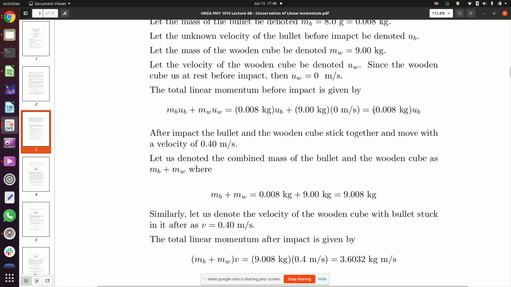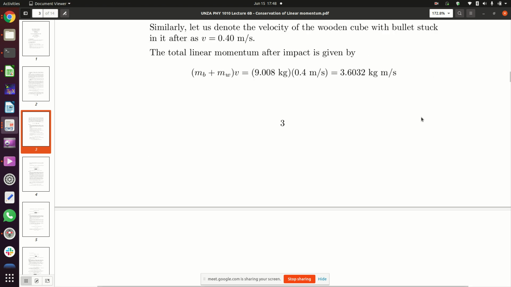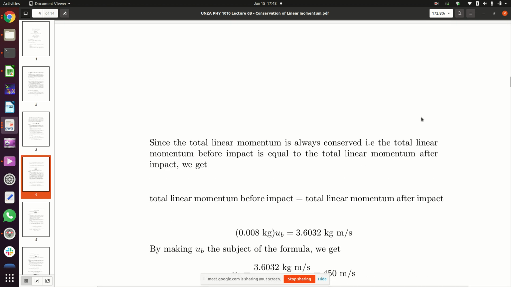What we have here is the total linear momentum just before impact. Conservation of linear momentum requires that the total linear momentum just before impact and just after impact should be the same.